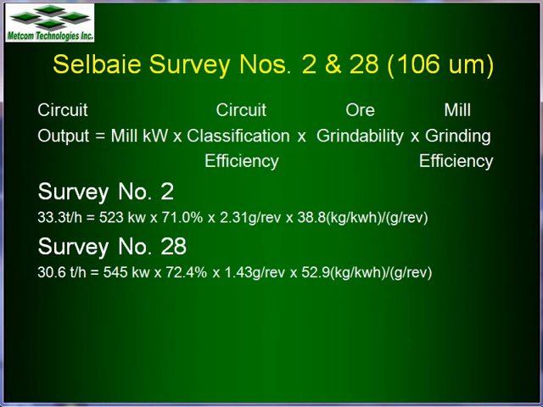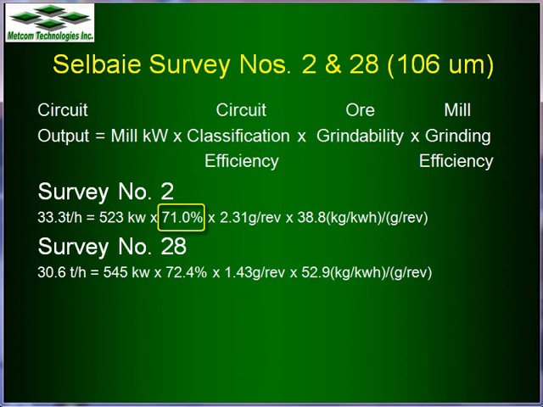During the initial survey, the production rate of new product size material, that is, material finer than 106 microns, was 33.3 tons per hour. This was calculated from the tonnage to the circuit, the size distribution of the cyclone overflow, and the size distribution of the new feed coming into the circuit. The mill power draw was 523 kilowatts as calculated at the pinion. The circuit classification system efficiency was 71%.